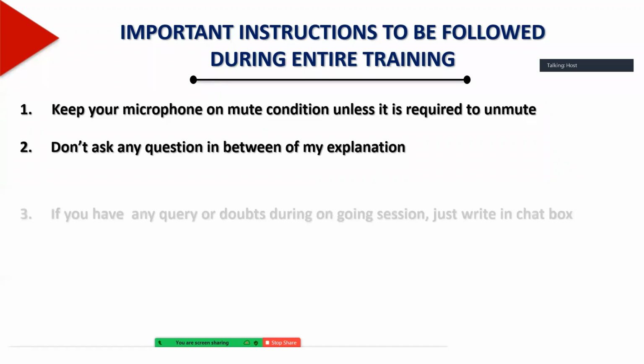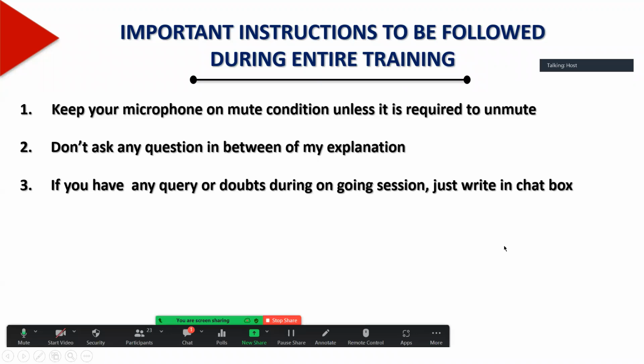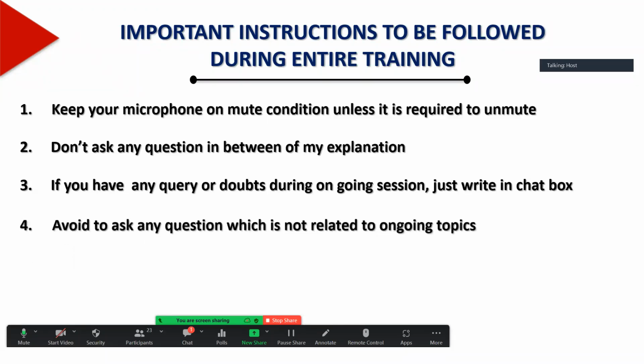Thereafter, if you have any query or doubt during my explanation, you can write your doubt in the chat box. I can read that, and if I feel it is important to answer instantly, I will definitely try to answer that question if it is related to the ongoing topic. But if I feel it is not important to answer at that time, I will skip that and take it at the end of my explanation. Right? Now next: avoid asking any question which is not related to the ongoing topic.